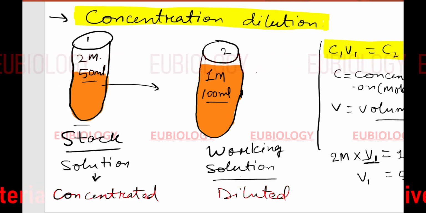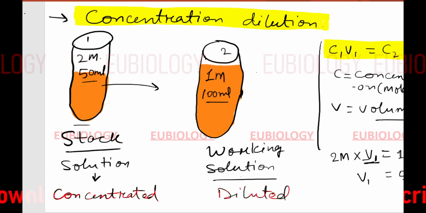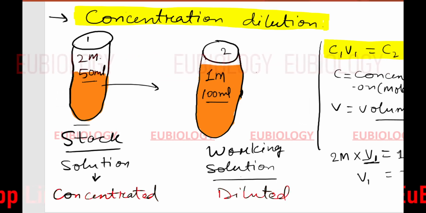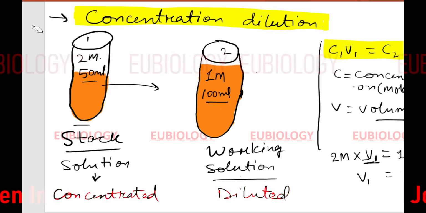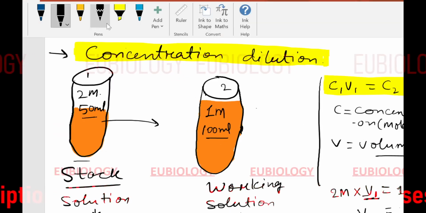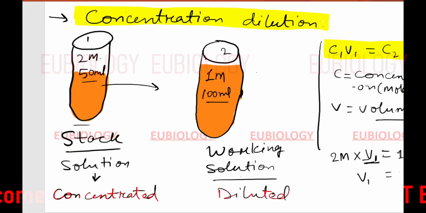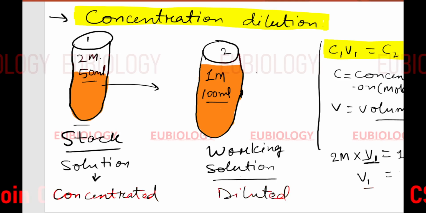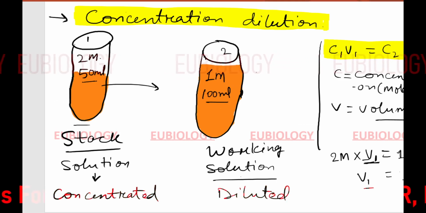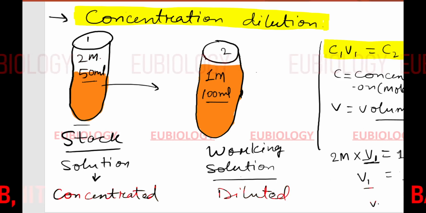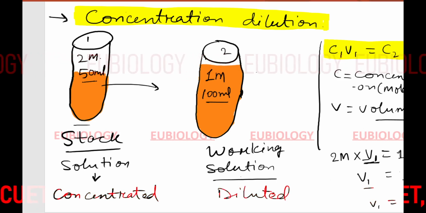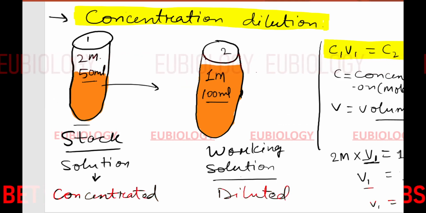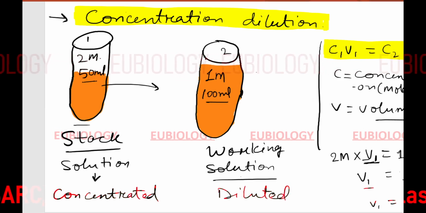Wait, something went wrong. So this is the calculation. Finally, what will you get? You will get 2 into V1 is equal to 1 into 10, so V1 is 10 by 2, and the volume you require is 5 ml.